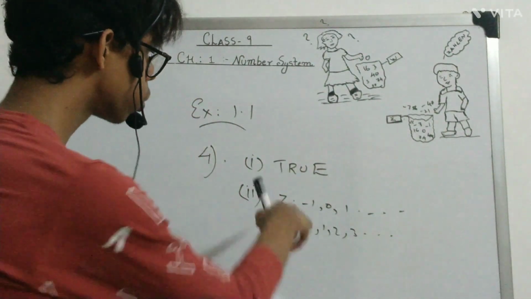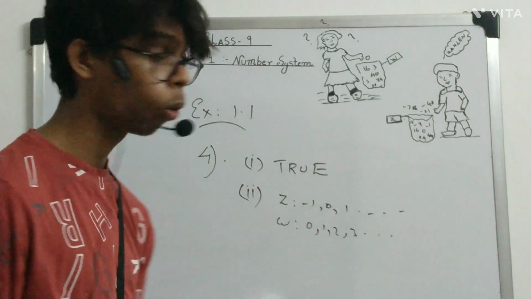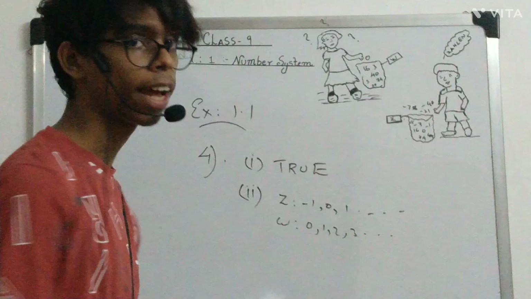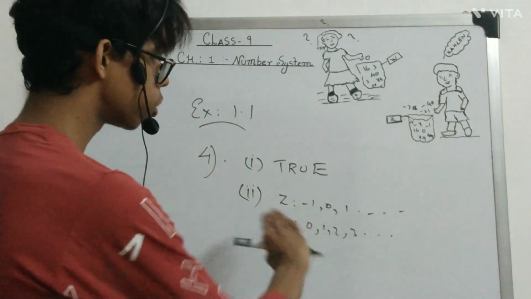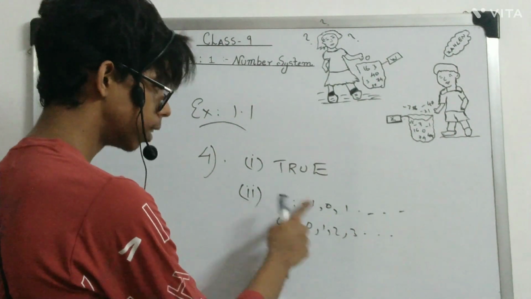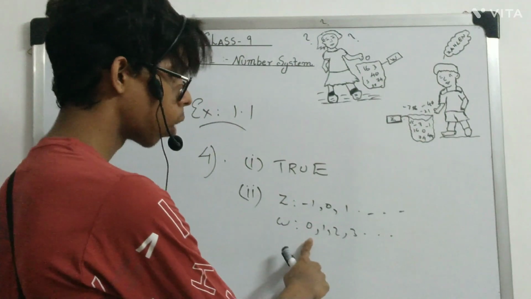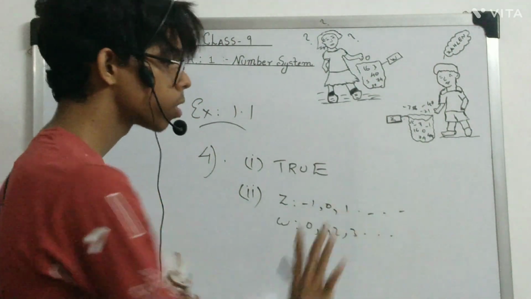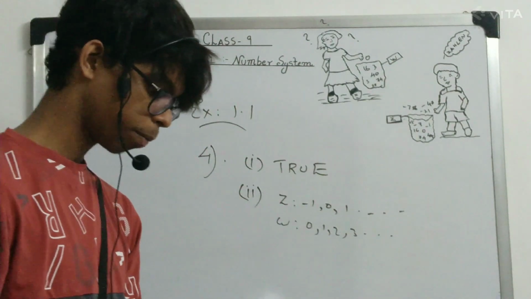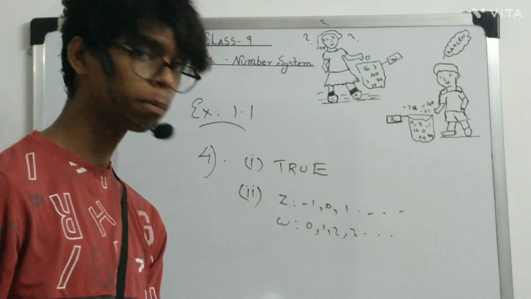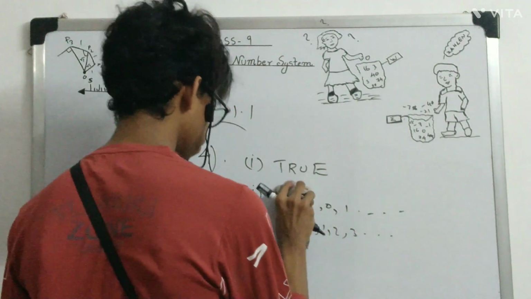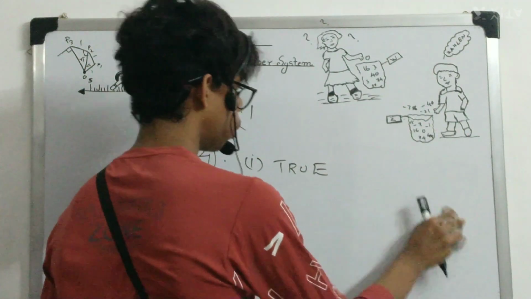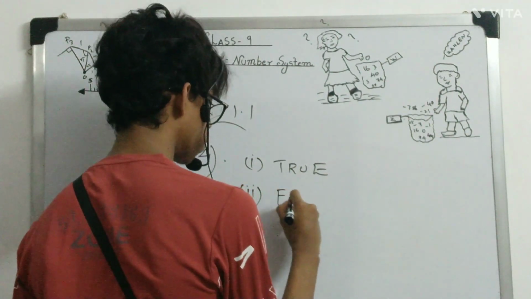So is every integer a whole number? Definitely no. Why? Because whole numbers do not have negative numbers, but integers have. So we cannot say that every integer is a whole number, because integers also have negative numbers, but whole numbers do not have negative numbers. So every integer is a whole number, it is a false statement. Okay.